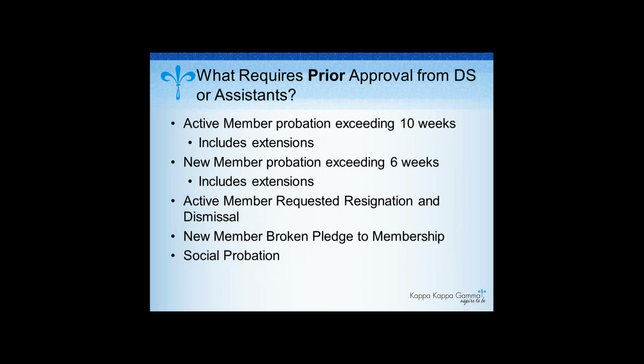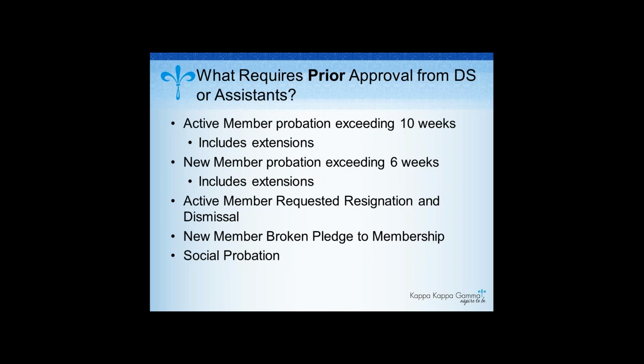So what requires prior approval from the Director of Standards or the assistants? I'm going to quickly read off of these, and then I'll go into more detail about what they mean. Active member probation exceeding 10 weeks, which also includes extensions. New member probation exceeding 6 weeks, also including extensions. Active member requested resignation and dismissal. This is only for requested resignation and dismissal. Does the Director of Standards need to approve this prior to this happening? New member broken pledge to membership, and social probation.